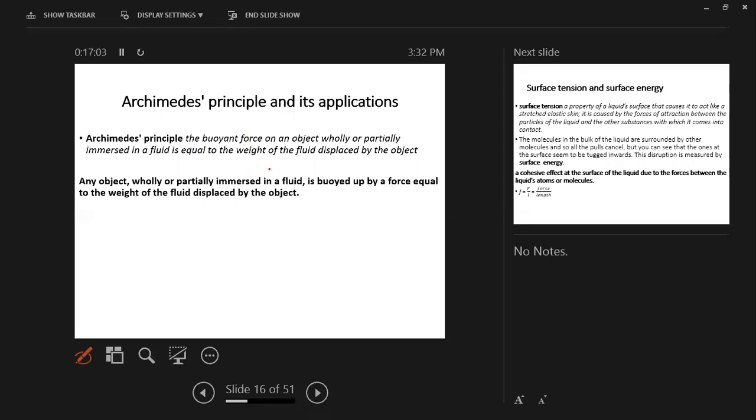The amount of water displaced is going to depend on the object that is immersed in the fluid. It can be wholly or partially immersed, a little bit or whole. It doesn't matter. So this is Archimedes' principle.